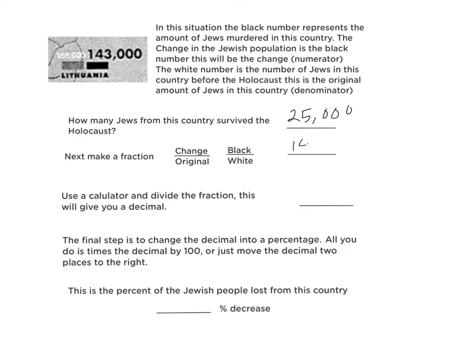We're going to make a fraction, 143,000. This is the change over the original, 168,000. You're going to divide those, so that would be 143,000 divided by 168,000 gives you 0.851, and that means multiplying this by 100 would give us 85.1% decrease in the Jewish population in Lithuania.